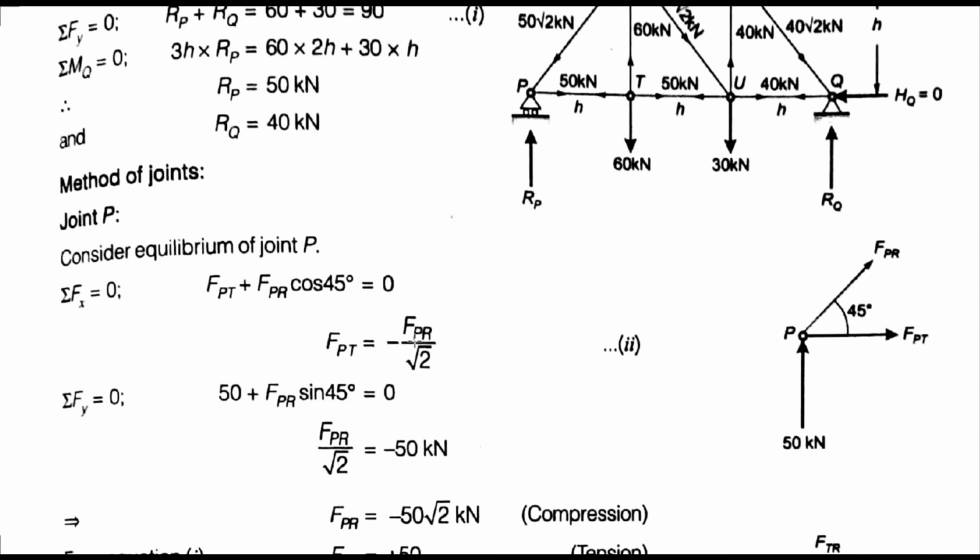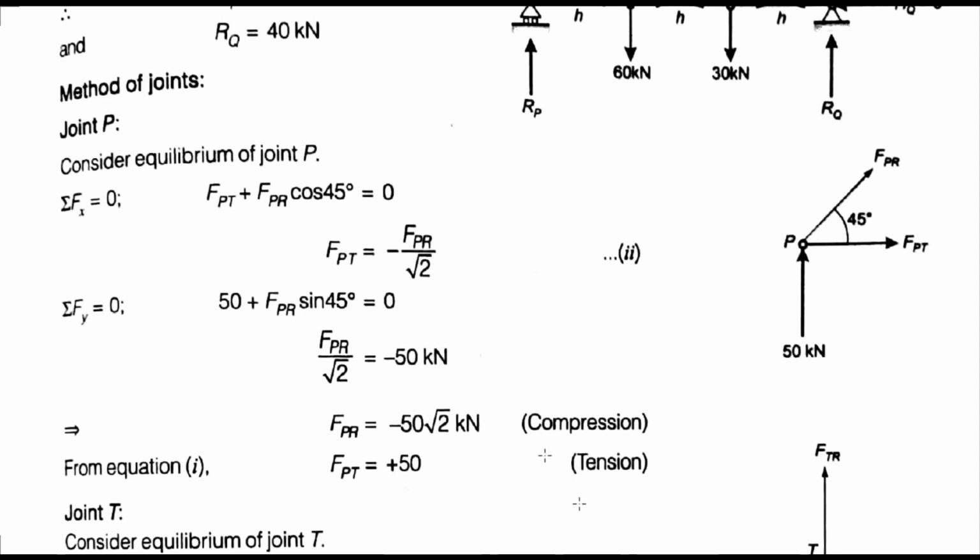And by putting the value of FPR in this equation, we get the value of FPT, that is minus FPR upon root 2. So FPR is minus, so we have a compression here. And from the first equation, FPT is equal to plus, that is a tension.